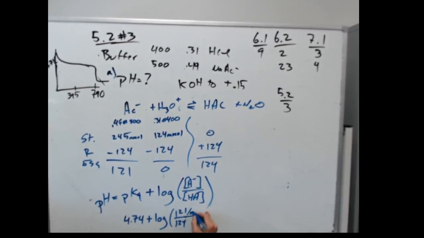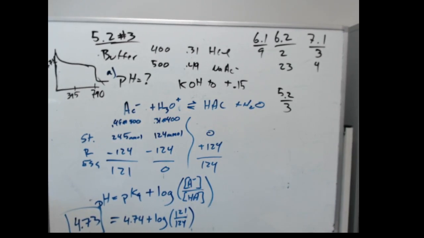Again, I should divide by total volume for both of these to get concentrations, but dividing by total volume on both sides just cancels out. So I just get 121 over 124. That'll get me my pH, which I'm expecting. Okay, maybe it's only 4.72, but let's go ahead and calculate. 121 divided by 124, log, plus 4.74. Yeah, we get 4.73. So my estimation was a little bit off, but this is equal to 4.73. That's my answer. Ta-da! For part A.